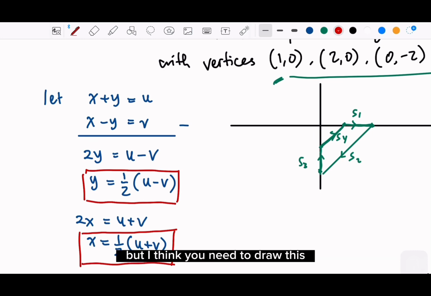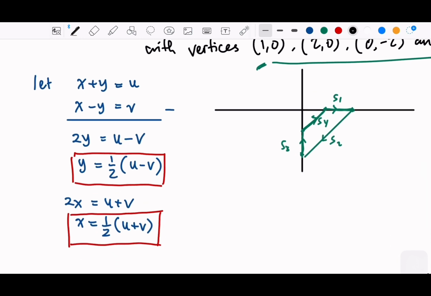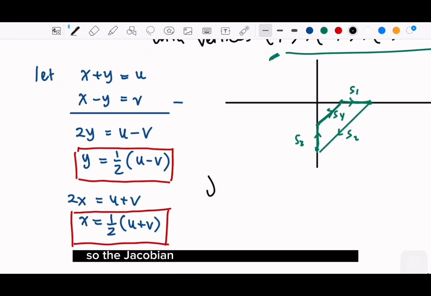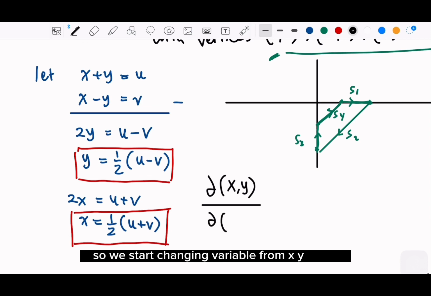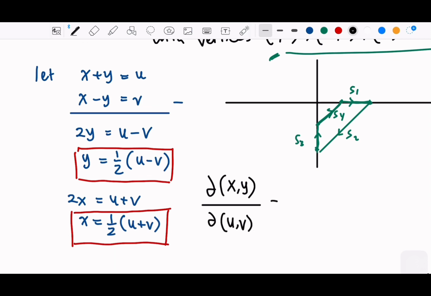But I think you need to draw this. There will be some tricks in the last part. But let's just find the Jacobian first. Okay, let's find the Jacobian first. So the Jacobian, based on these two equations, as we start changing variables from xy to uv.